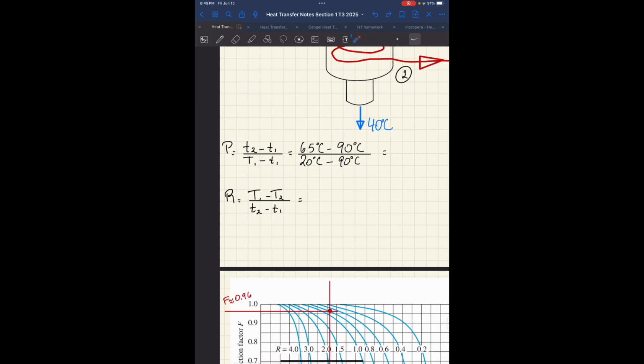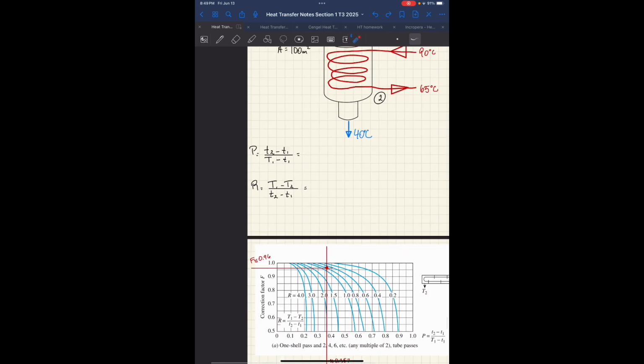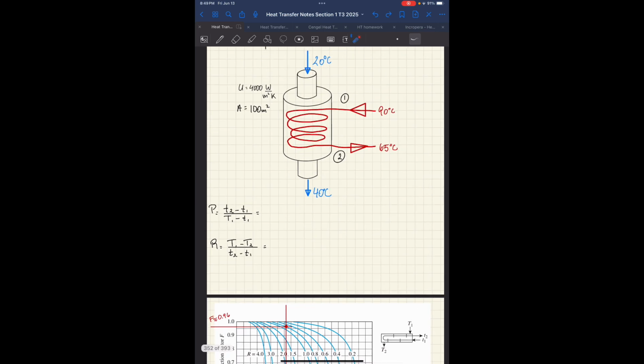So, by the way, what do these equations mean? Little t corresponds to the tube side temperature. So little t2 corresponds to the outlet of the tube side. Little t1 corresponds to the inlet of the tube side. Capital T's correspond to the inlet and outlet of the shell side. Capital T1 would be inlet. Capital T2 would be outlet of the shell side.